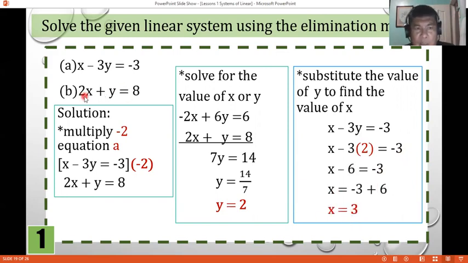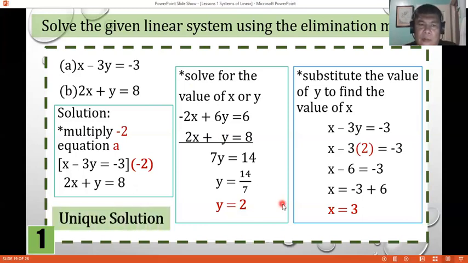Ayan. Halimbawa, dito, pwede rin. 2x plus, ano yung value nito? 2 equals 8. Transpose mo yung 2, magiging 8 minus 2. 8 minus 2 is 6. Di ba? So, 6 divided by 2, 3 pa rin siya. So, either of the two equation, pwede siya. Unique solution ang tawag dyan.